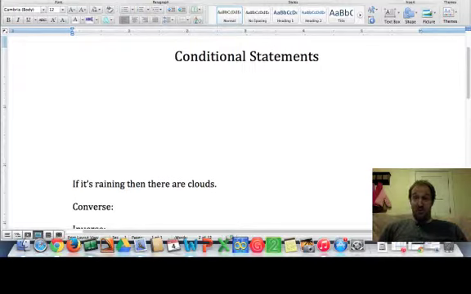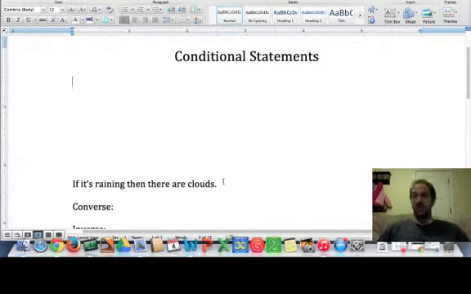This is a video about conditional statements. This is the first concept in chapter 6. A conditional statement is just a fancy way of saying an if-then statement. And here's an example down here. If it's raining, then there are clouds.